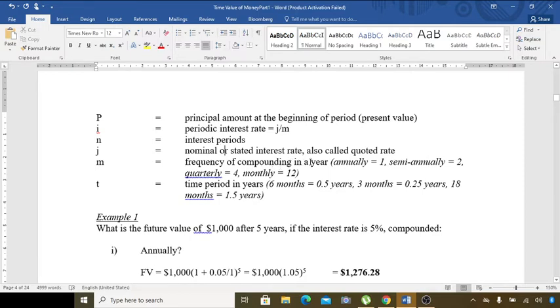Now, money or interest can be compounded either annually, which is once a year, semi-annually, twice a year, where our M becomes 2. It can also be quarterly, 4 times a year, or monthly. And now our M becomes 12. What does it mean that money is compounded with the different compounding frequency in a year?